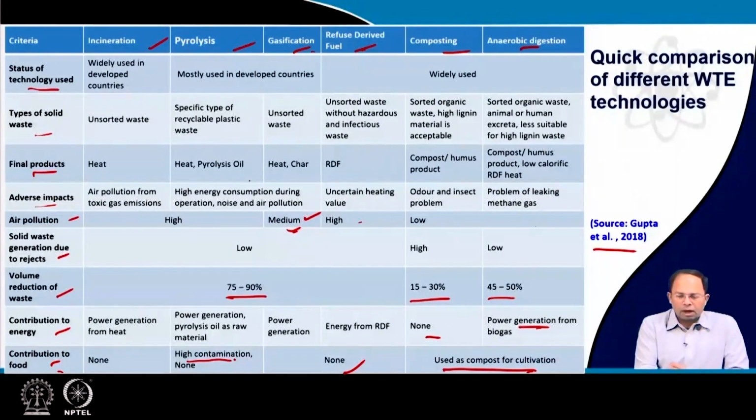The output products also, we know we create compost and humus over here, whereas over here it is primarily heat, but in pyrolysis along with heat there is pyrolysis oil, and in RDF we definitely produce RDF, which eventually could be converted into heat as well as ash. So what sort of waste is required? That also may determine what sort of process we select eventually.